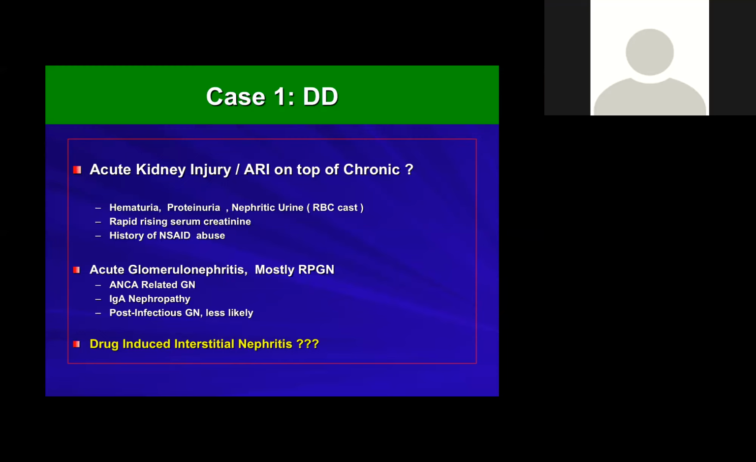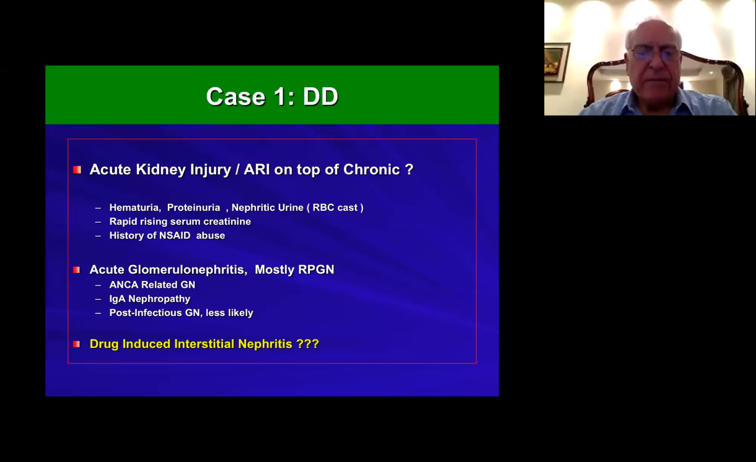So we are dealing with acute worsening of the renal function with RBC casts in a middle-aged male with history of use of non-steroidal anti-inflammatory drugs. One of the students suggested ANCA-associated vasculitis. Okay. Any other suggestion?